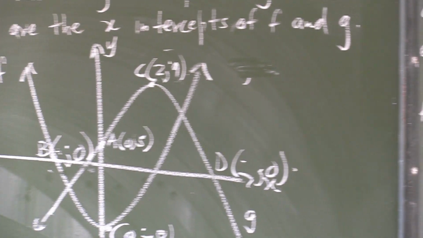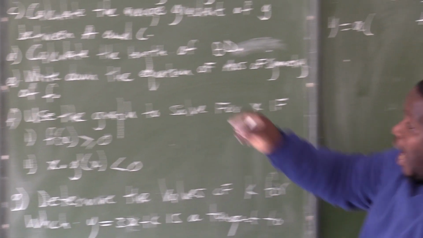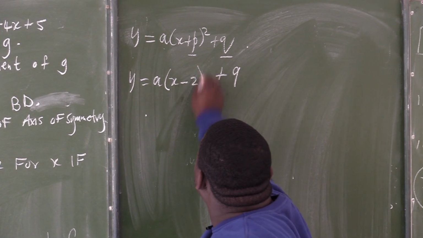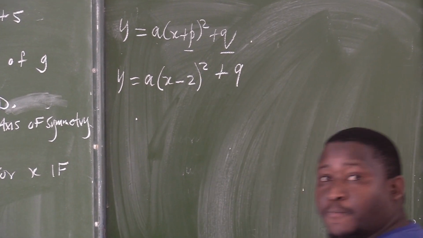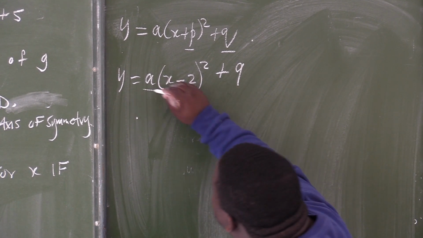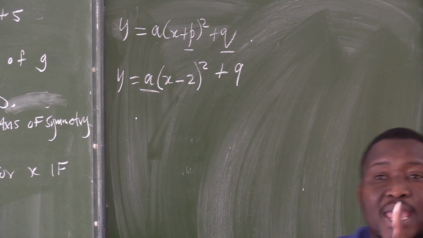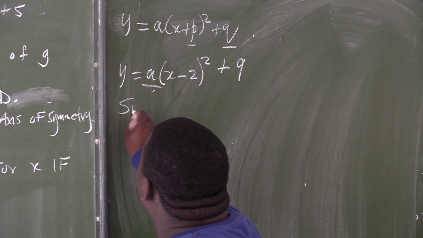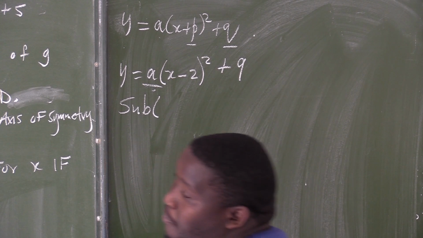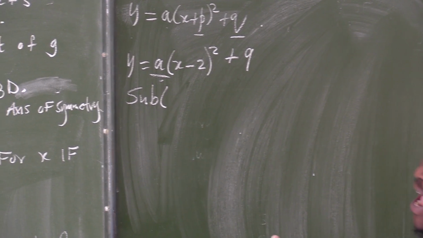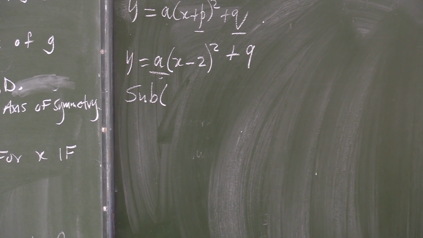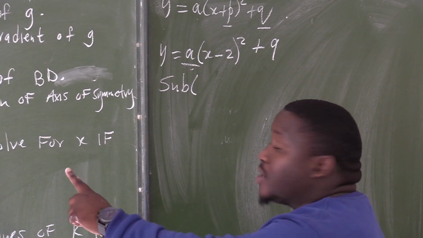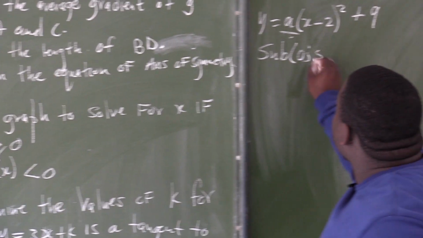This is still y equals a. Now let's look at x. I have a 2 there that is positive. It means here I must have x minus 2 squared plus 9. Now the only unknown value in the equation is a. How am I going to find a? I need to substitute a point. Which point are we going to substitute? Any point, as long as the point lies on the graph of g. Which point is that one? It is (0, 5). So you substitute (0, 5).